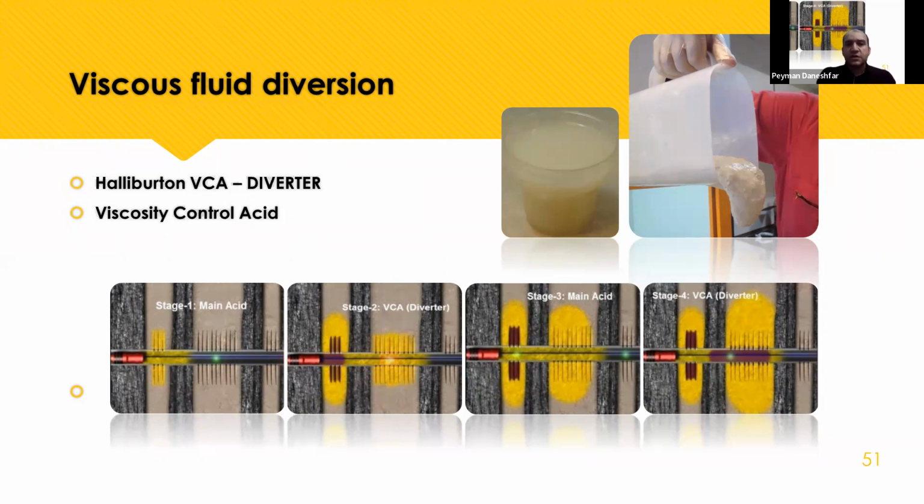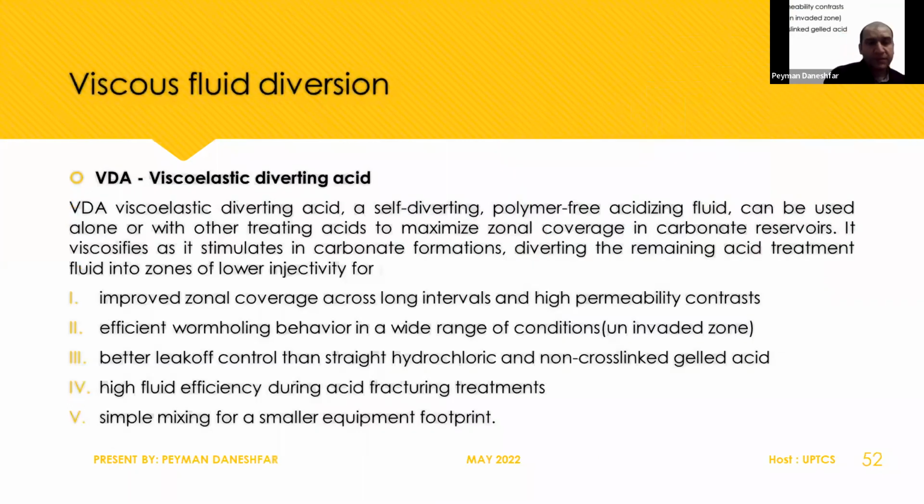The VCA is from Halliburton, which you can see here in the picture as a gel and polymer. As you can see here, the first stage main acid goes in, and the polymer or the VCA covers the first permeable zone and diverts the acid to another zone. And another one is the VDA.